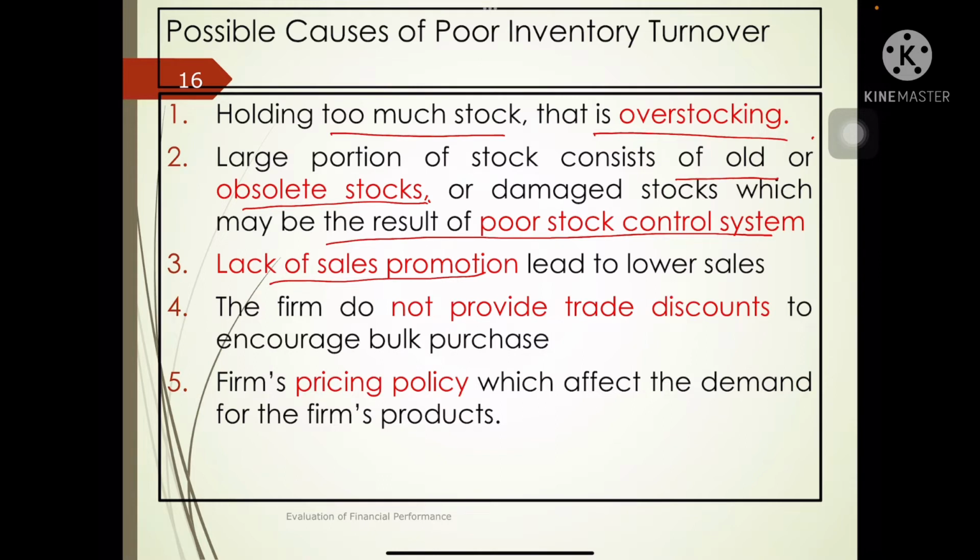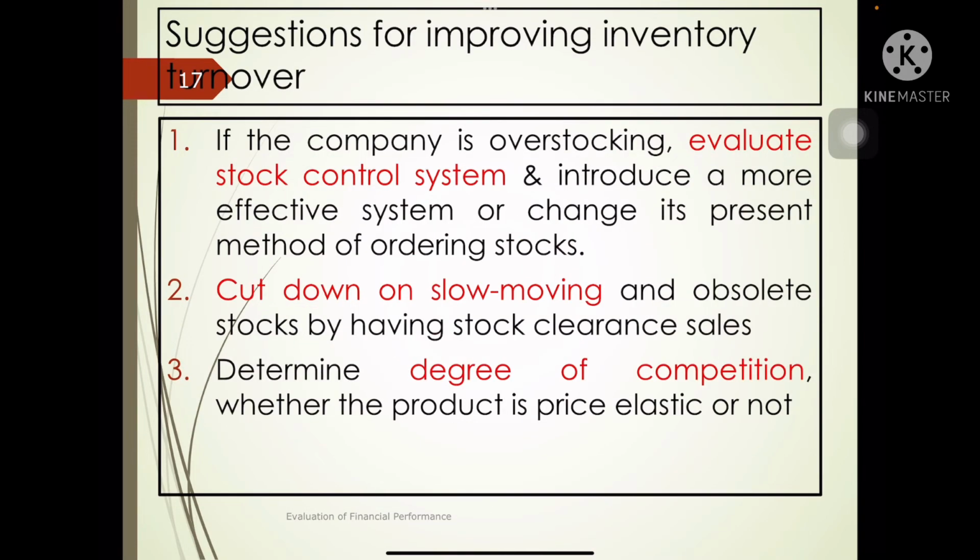And then the firm does not provide trade discount to encourage bulk purchase. So it means that if they buy more, then you should give more discount. The firm's pricing policy also affects the demand for the firm's product. So this one, the pricing policy, also will be taken into consideration. Why? It will give a big impact.